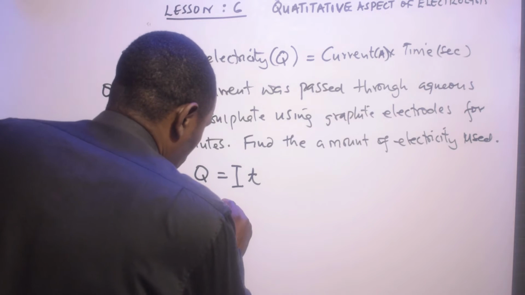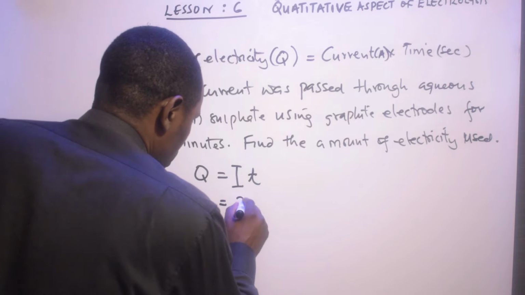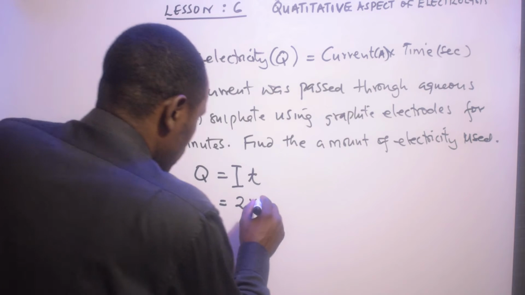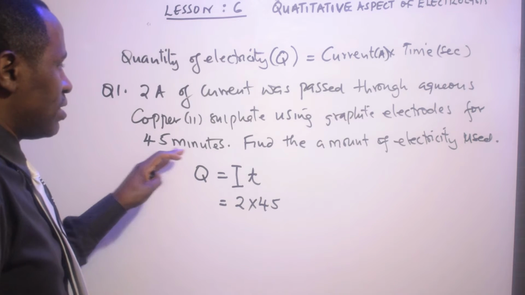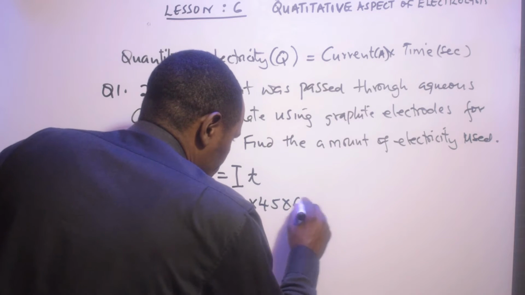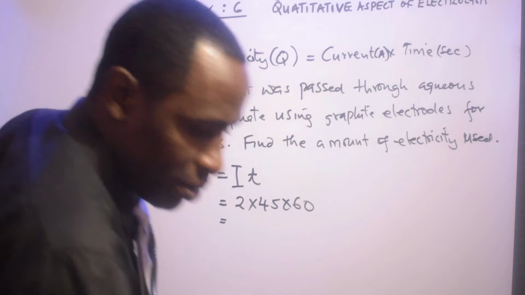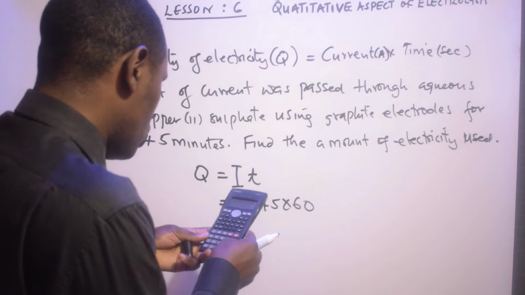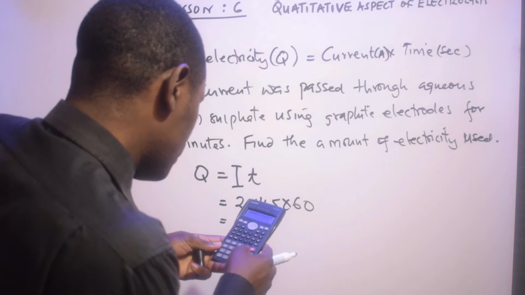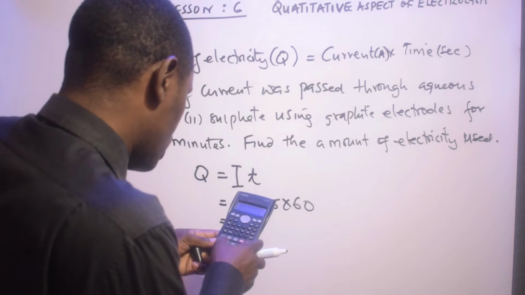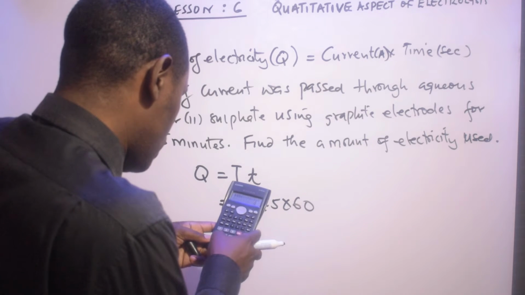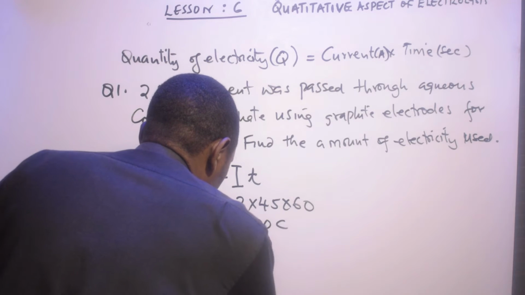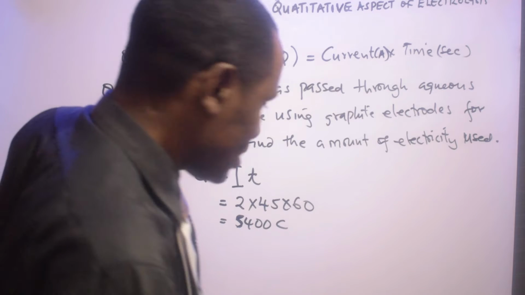For the current here, of course, I have 2 amperes, and then I multiply by the time, which should be in seconds. Here I have 45 minutes, so I must convert the minutes to seconds by multiplying by 60. Working this out should give you 5400 coulombs. So basically that's the way you work it out.